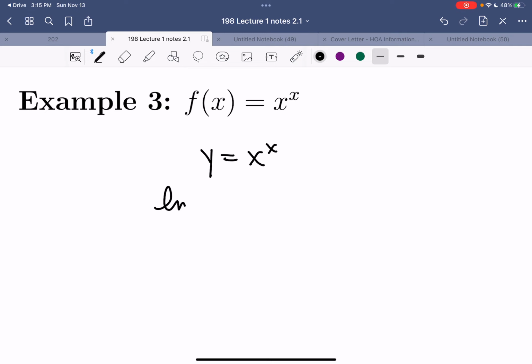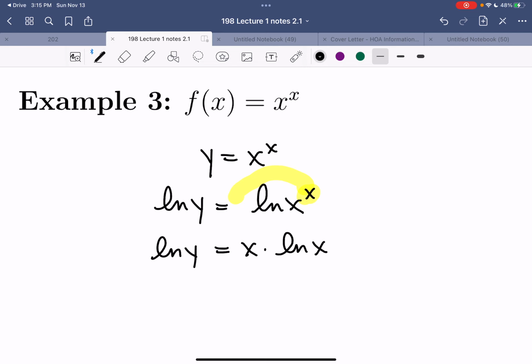We take the natural log of both sides. This time we're going to use our logarithm rules just like usual to simplify. And what I can do here is take this x and bring it down. So that means I will have the natural log of y equals x times the natural log of x.